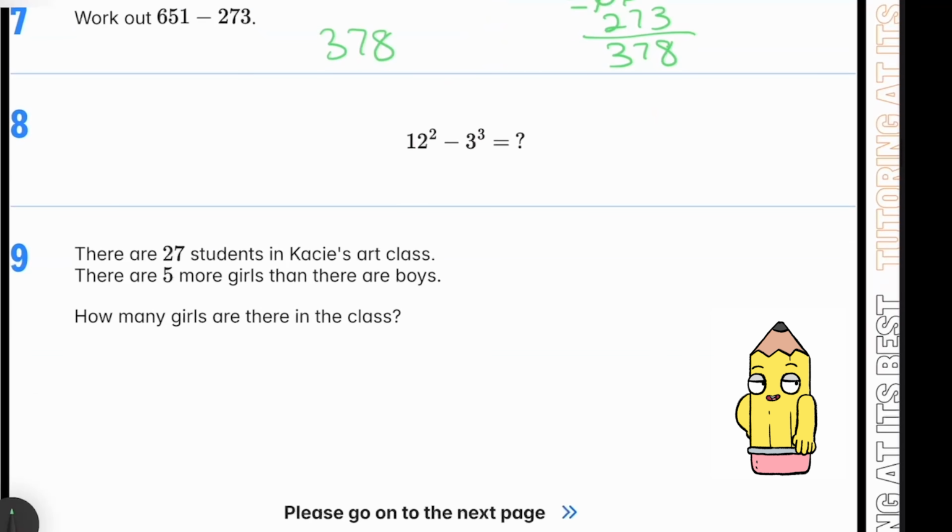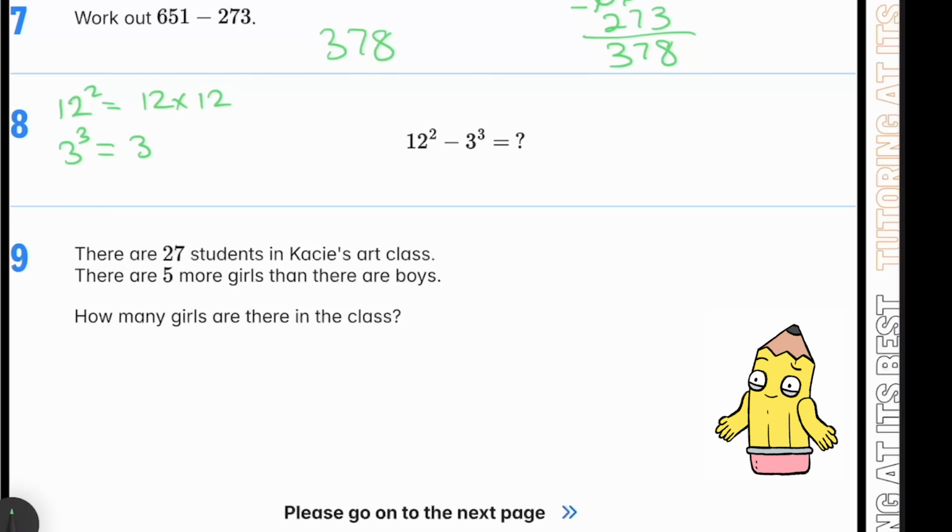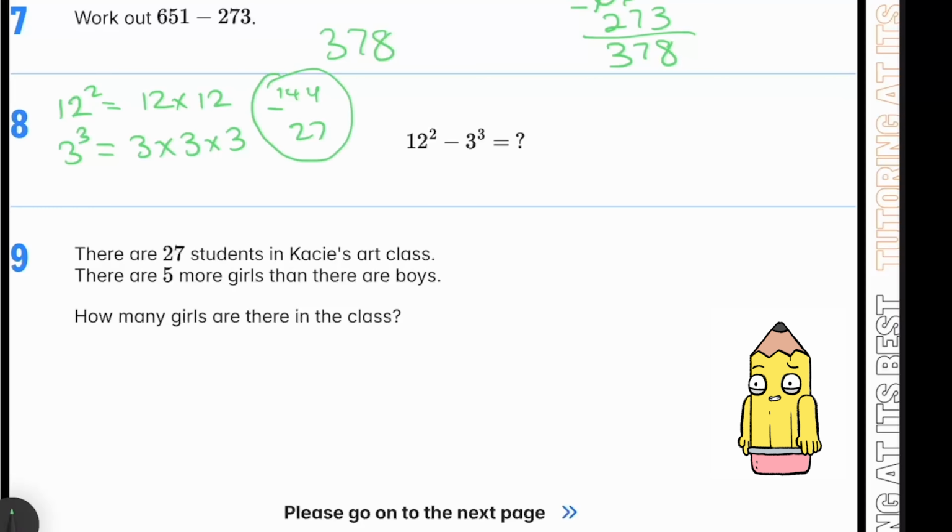Okay, question 8. 12 squared minus 3 cubed. Now, to square a number, we multiply it by itself. So 12 squared is equal to 12 multiplied by 12. But to cube a number, we multiply it by itself 3 times. So 3 cubed is 3 multiplied by 3 multiplied by 3. So we've got 144 and we have 27. And if we minus this, we get 117, and that is our answer.